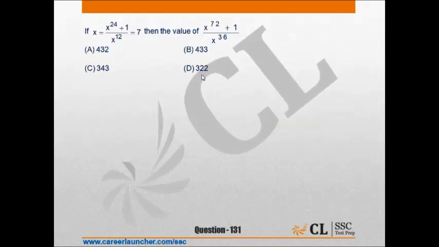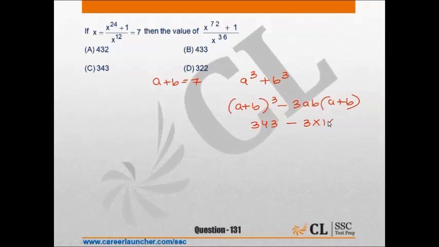The next question is, if x^24 plus 1 divided by x^12 is equal to 7, then the value of x^72 plus 1 upon x^36. In this, we are given that a plus b is equal to 7, and we are asked the value of a cube plus b cube. The value of a cube plus b cube would be equal to (a plus b) whole cube minus 3ab(a plus b). In this, we get (a plus b) whole cube will be 7 whole cube, that is 343, minus 3 into 1 into 7. This would give me 343 minus 21, and the answer would be 322.